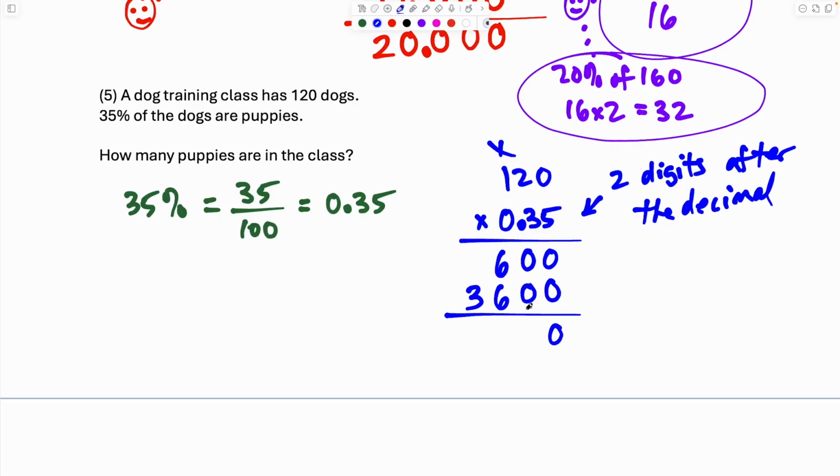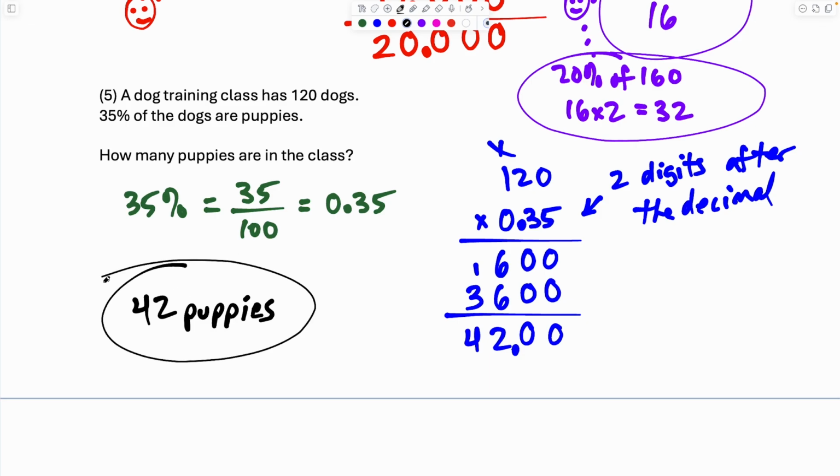0 plus 0 is going to give us 0 twice. And then 6 plus 6 is 12. Carry the 1. And we get a 4 here. We have to pay back 2 decimal places. So this is going to give us 42. Okay, so how many puppies are in the class? We have 42 puppies. Okay, this is going to be our solution to question 5.